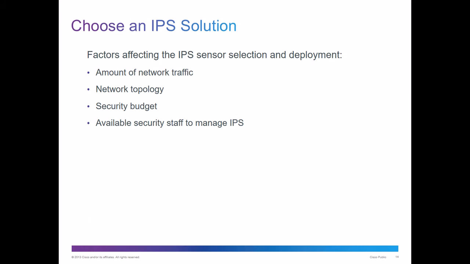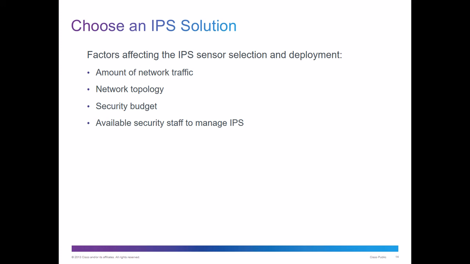How do you choose an IPS solution? You have to know how much network traffic you have, how busy you are. So you have to do an analysis of the whole network traffic-wise, maybe using SNMP, how your network topology is set up, how much money you're willing to spend, and whether you have enough staff to really manage the IPSs. Because sometimes if there is an attack, you need to analyze what the attack is and what they were trying to do. Maybe you have to set up a honeypot, which we'll talk about later on.